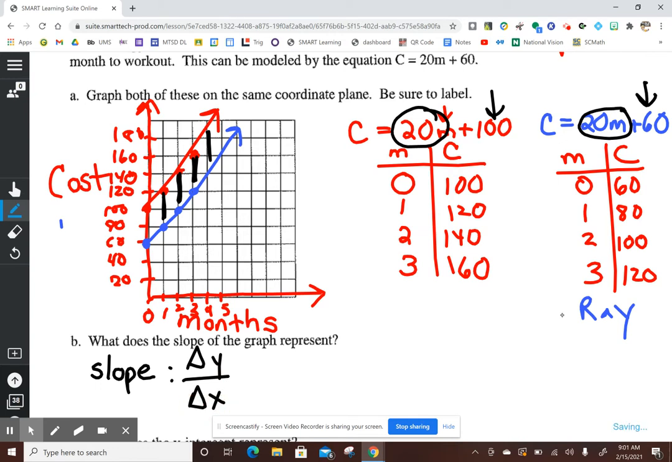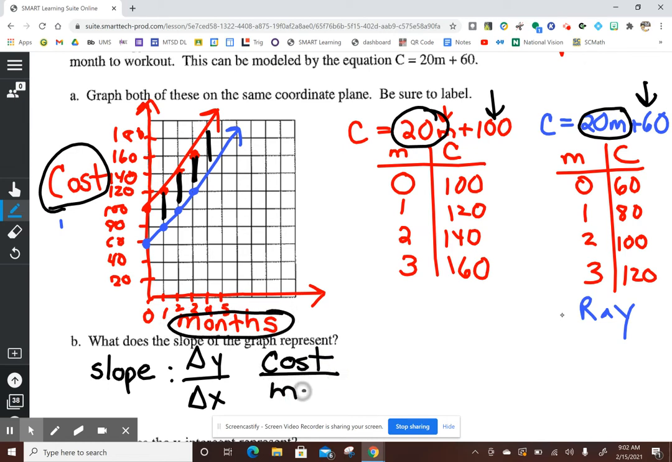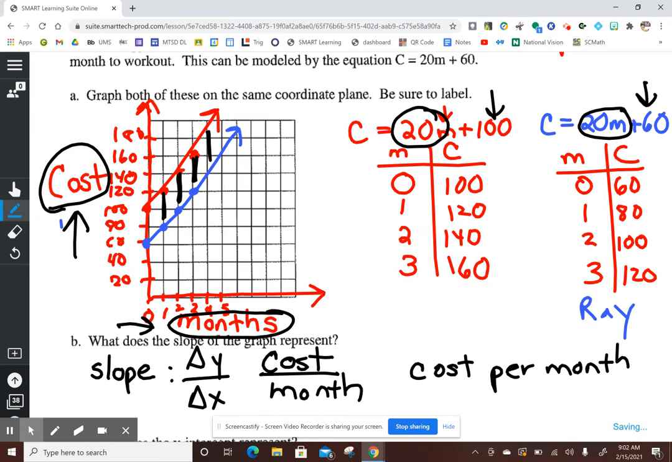Well, what does the y represent? Well, the y represents the cost. So it's the change in the cost per month. So since the slope is the change in y over the change in x, just put what the y represents over what the x represents. And so the slope is cost per month. Okay, when you look at it that way, it's not that confusing.